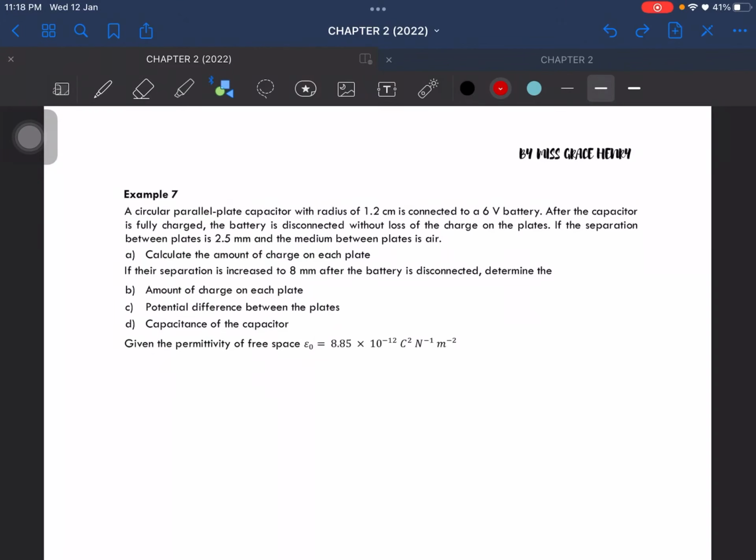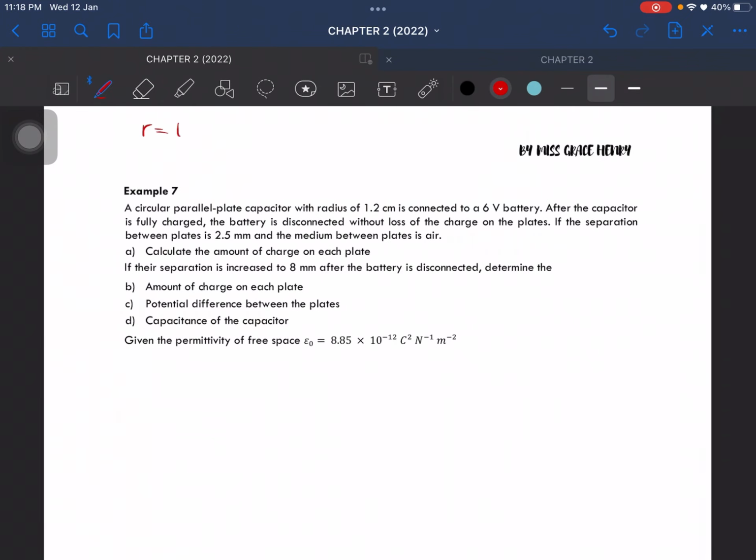Right, example 7. A circular parallel plate capacitor with a radius of 1.2 cm is connected to a 6-volt battery. After the capacitor is fully charged, the battery is disconnected without loss of charge on the plates. If the separation between the plates is 2.5 mm and the medium between the plates is air, calculate the amount of charge on each plate.